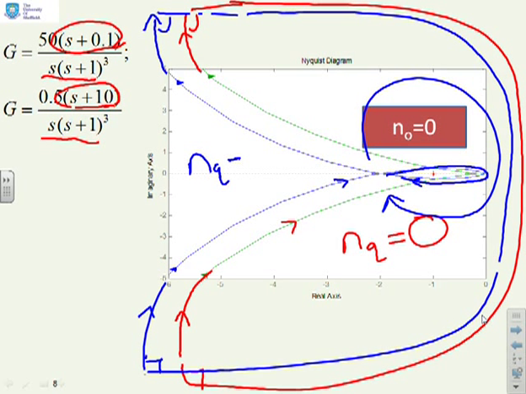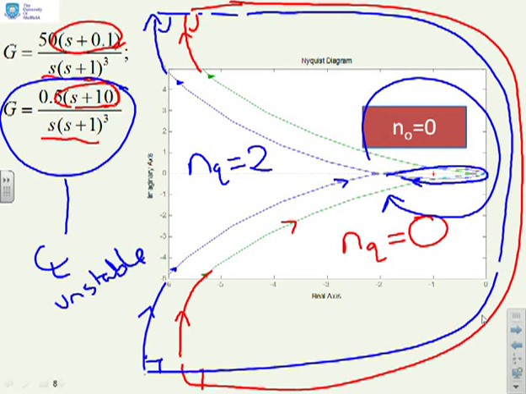This system here is closed loop unstable, because it gives you two encirclements, so you're going to have two right half plane closed loop poles, whereas this system here is closed loop stable. And what does that tell you? It tells you that the position of the zero is critical.